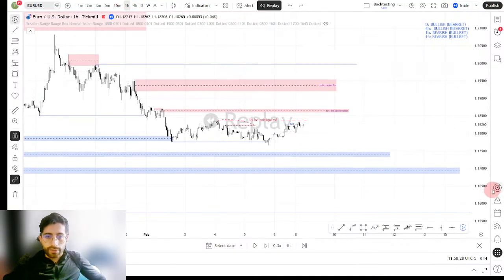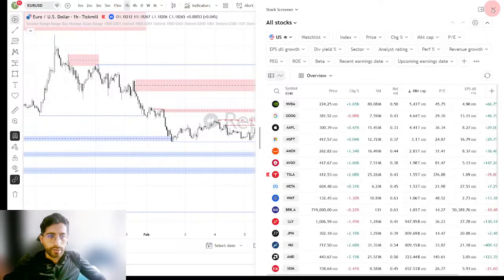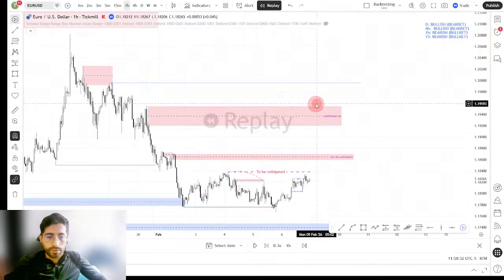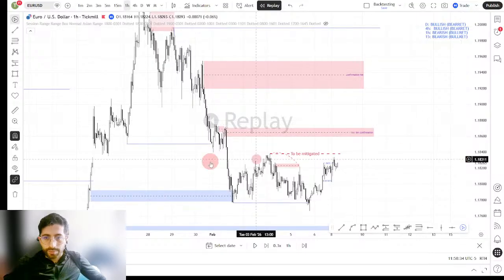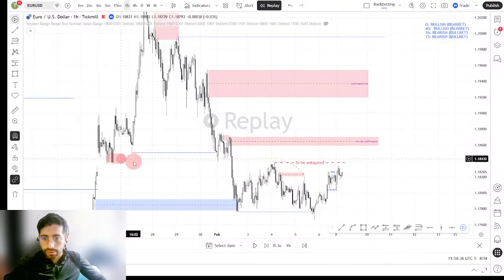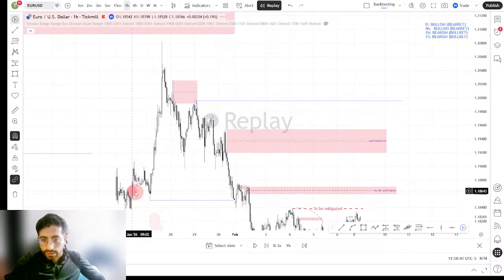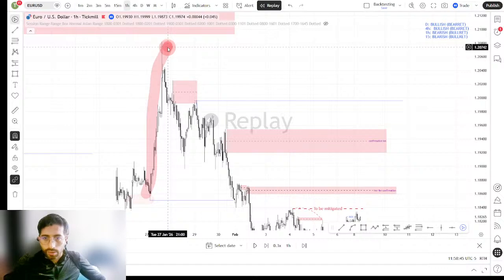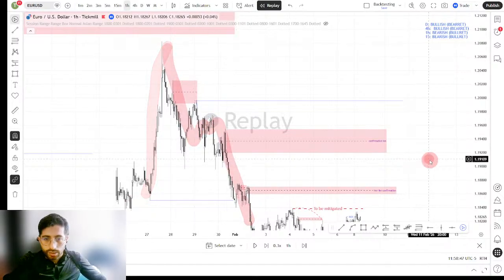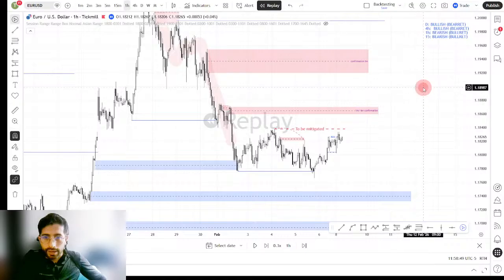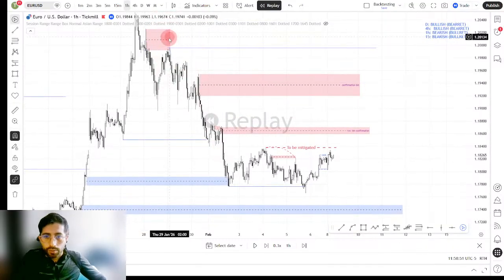In 1 hour time frame, we spot the beginning of a range right here. Oh, sorry, that was a mistake. In 1 hour time frame, that was the range in 1 hour, but then it was broken with the bottom of the candle, and now we're bearish. So in 1 hour time frame, we're bearish.